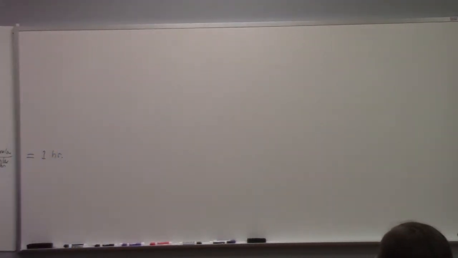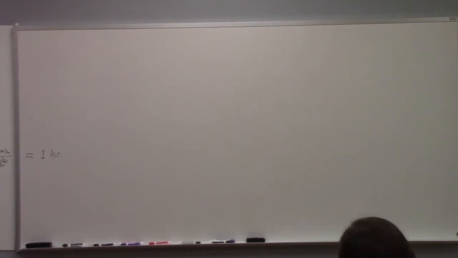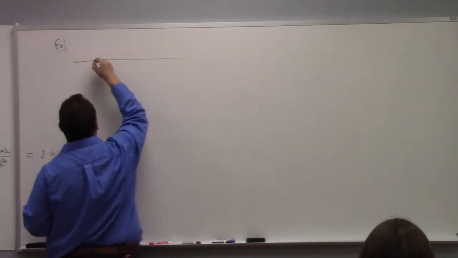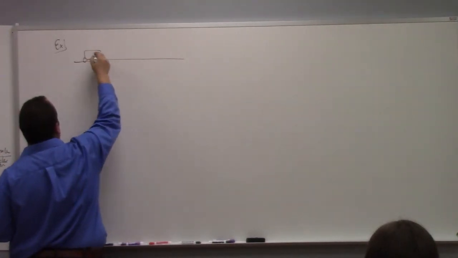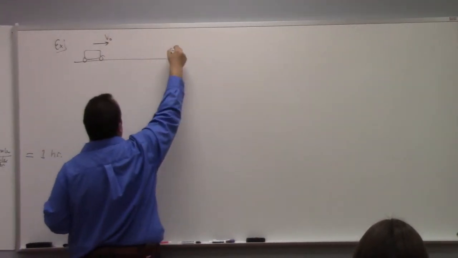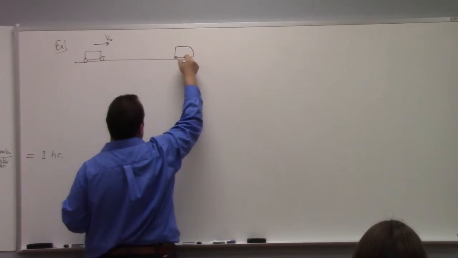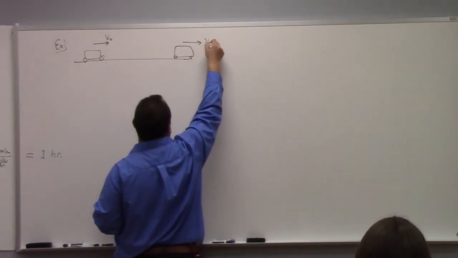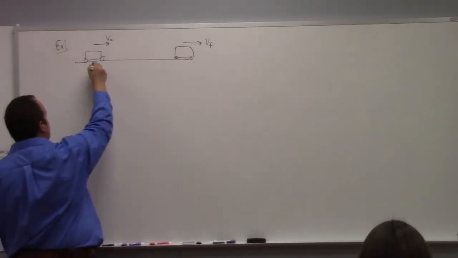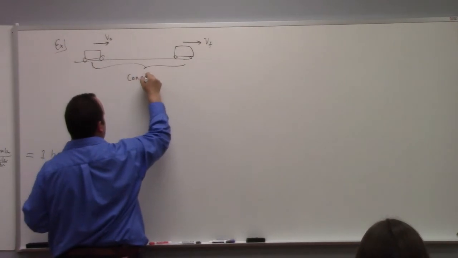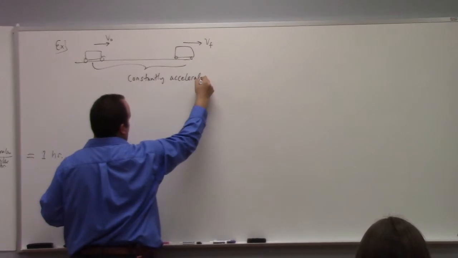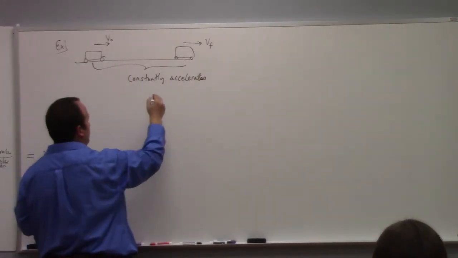Let me pose a problem. Here's a problem. You have a car, and it has some initial velocity v naught, and it has some final velocity vf. And let's suppose that it constantly accelerates along this with acceleration a.